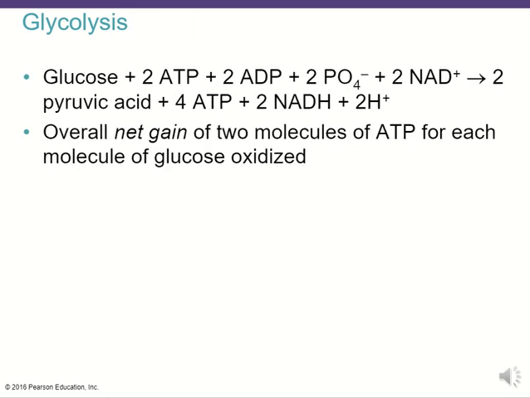And this is basically a long way of showing how you start out with glucose, sugar, and 2 ATPs, and eventually it forms 2 molecules of pyruvic acid, 4 molecules of ATP, 2 coenzymes of NADH, as well as 2 available protons. It's an overall net gain of 2 molecules of ATP for each molecule of glucose that is used up.